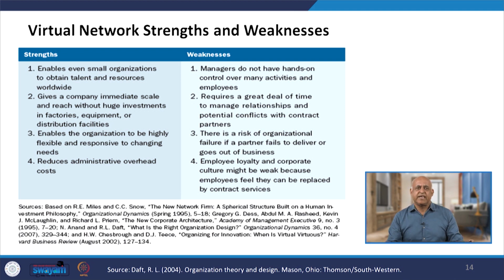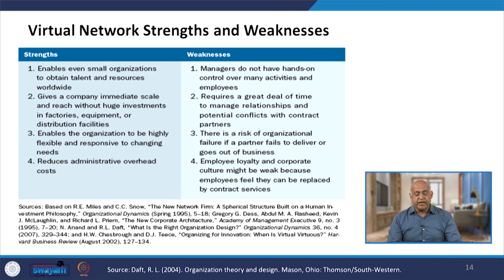But as we have seen, the reengineering of the horizontal work also has strengths and weaknesses. Now, we will see the strengths and weaknesses of the virtual network system. It enables even small organizations to obtain talent and resources worldwide. Naturally, the employees are working from home, so across the globe you will find worldwide resources available for you. It gives a company immediate scale and reach without huge investments in factories, equipment, and other distribution facilities. It enables the organization to be highly flexible and responsive to changing needs, and this reduces administrative overhead cost. The organizations which are highly flexible make changes as per need, and therefore their administrative overhead cost goes down.